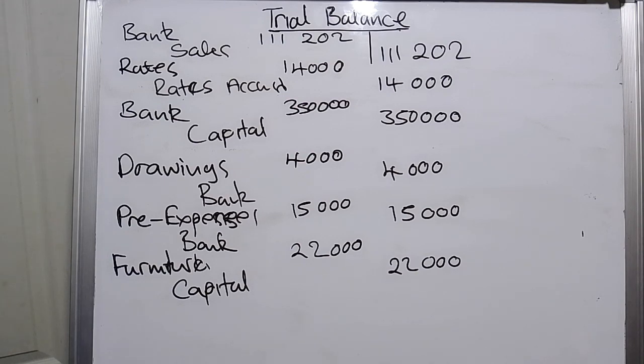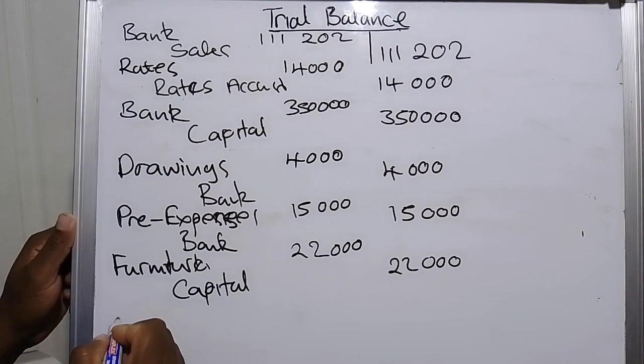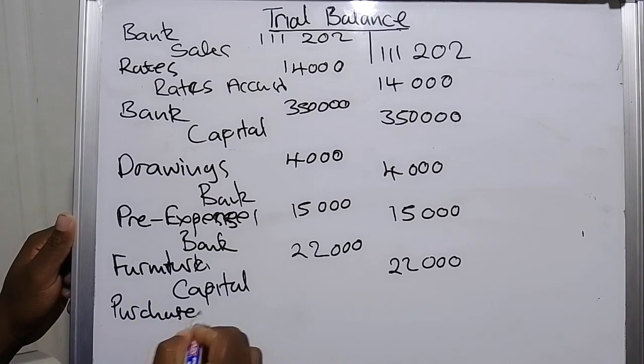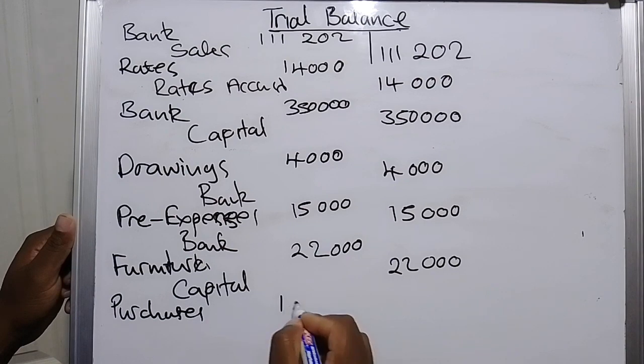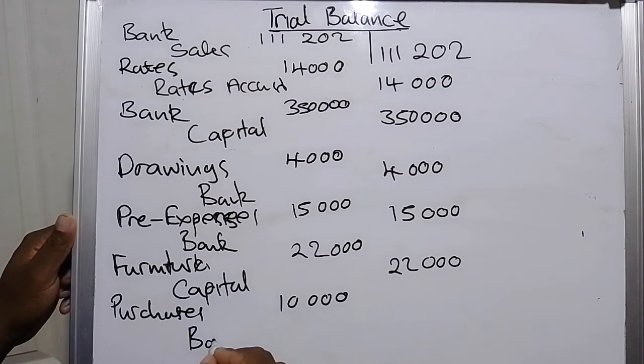There were purchases of 10,000, and we are going to debit purchases with 10,000 and credit the bank with the same amount.